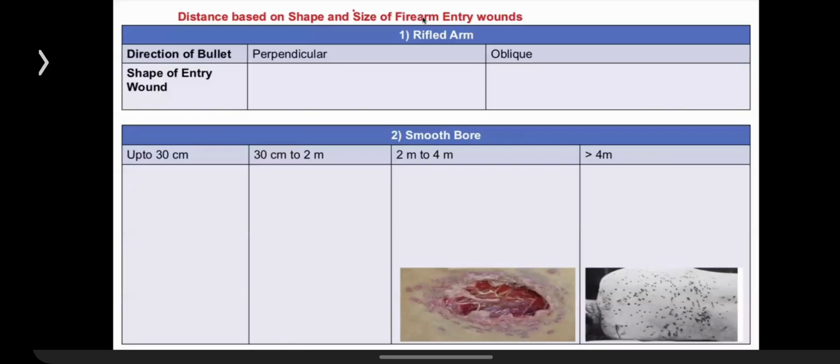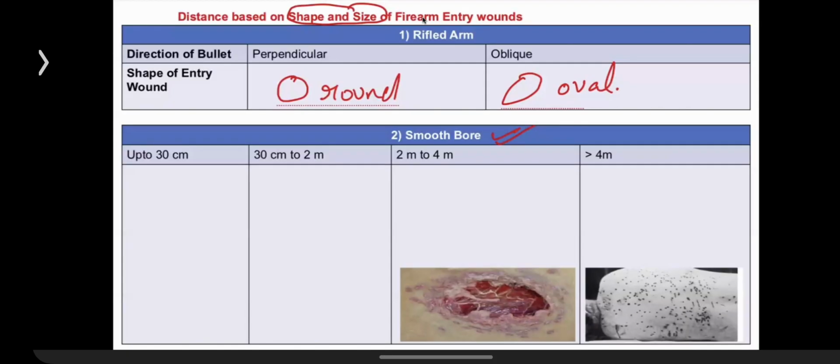Now, distance based on shape and size, as I told you, it will basically help in smooth bore. In rifle arm, it will not be much useful. In rifle arm, no matter whatever is the distance, if the bullet is going perpendicular, then the shape of the wound is round. If going oblique, then it is oval. So the distance does not matter much.